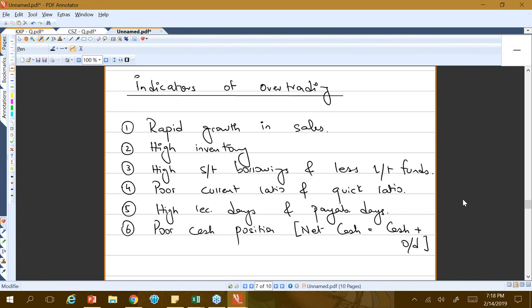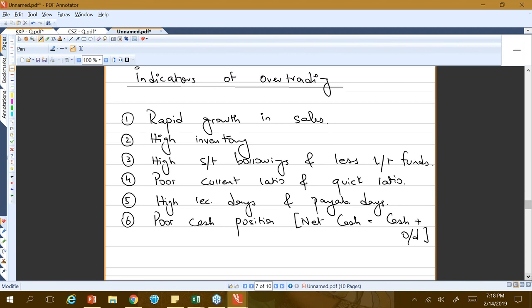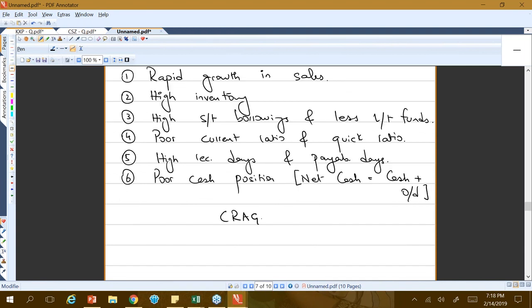There's a good past question if you would like to have a look at that. The question is Crago. If you just search on that, Crago is a good question on overtrading. I don't really remember the year right now, but it is in the last few years. I think it's a 10 marker somewhere. So if you do a little research, this is a good question to do on overtrading. So that is on overtrading.